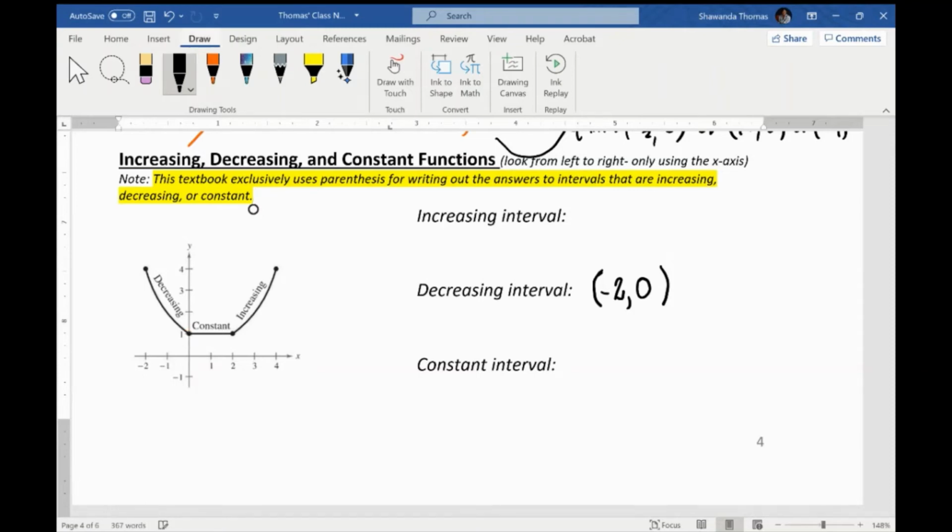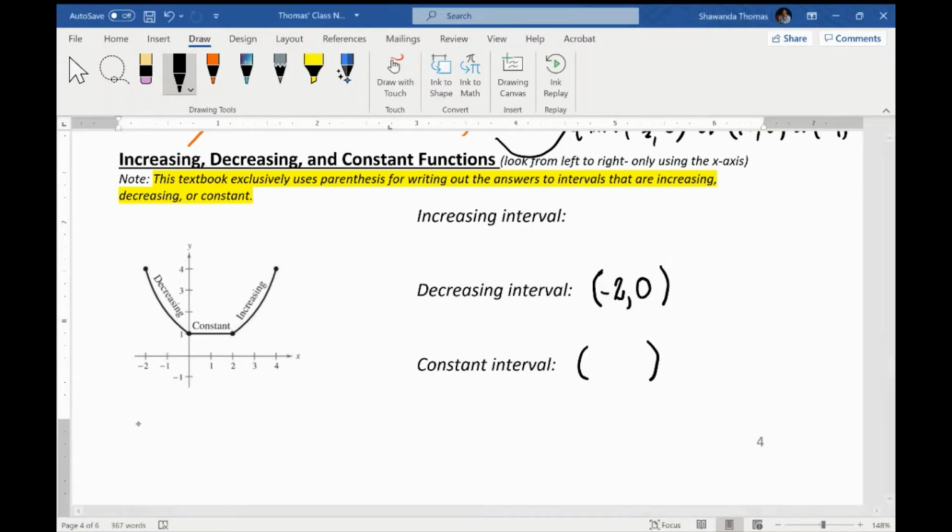All right, now let's go to constant. I already know, again, it's automatically parentheses no matter what. Don't think about when it's brackets and when it's parentheses for increasing, decreasing, and constant. The only time you're going to consider when it's a parenthesis or a bracket is when you're dealing with domain and range for now.